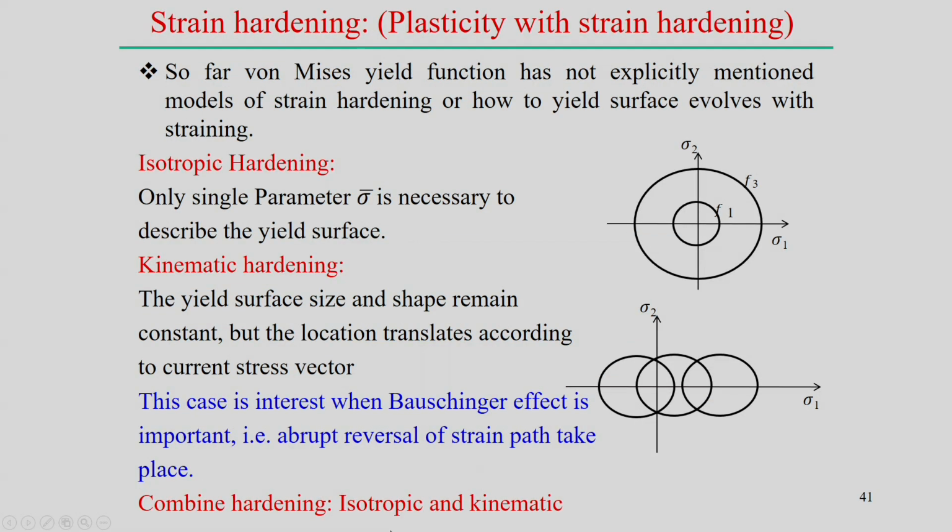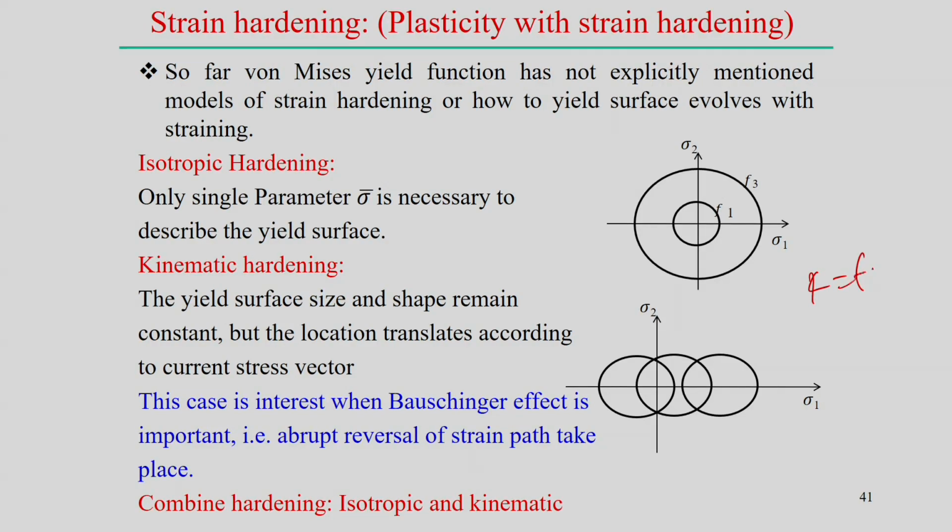Now, the strain hardening effect: we can incorporate the strain hardening effect during the plastic deformation behavior. For plasticity with strain hardening, we can say that the von Mises yield function does not explicitly model the strain hardening effect, because we say that k equal to a functional form of sigma 1, sigma 2, things like that.